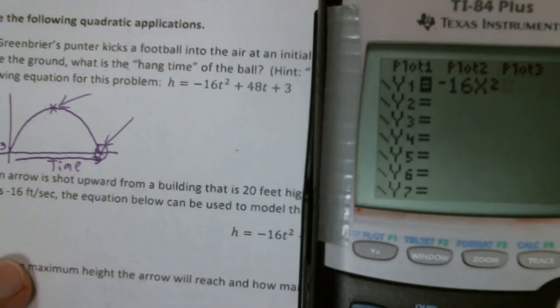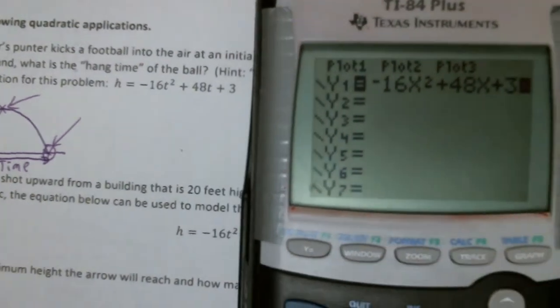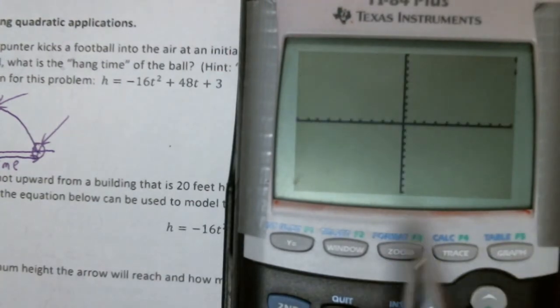-16x squared plus 48x plus 3. And I'm going to graph that. Again, if you got a wacky table, just press zoom 6. Zoom 6. Zoom standard gets you back to your standard window. All right, so here we go.